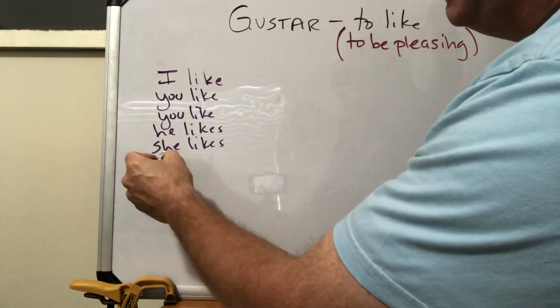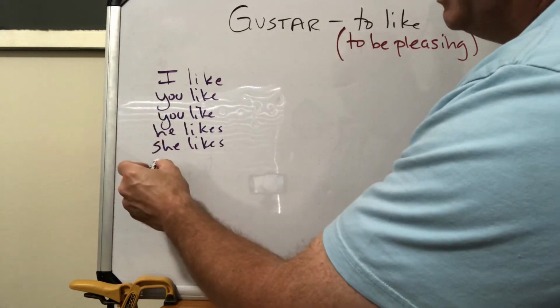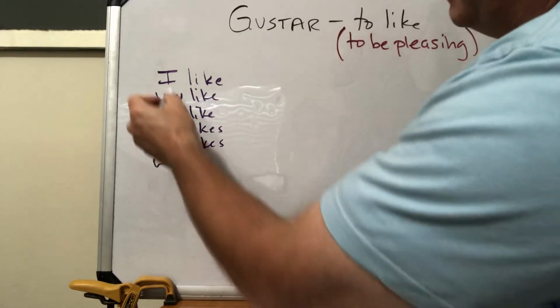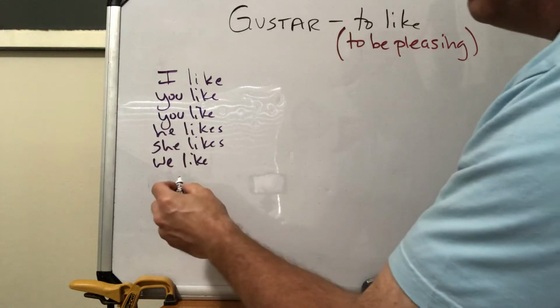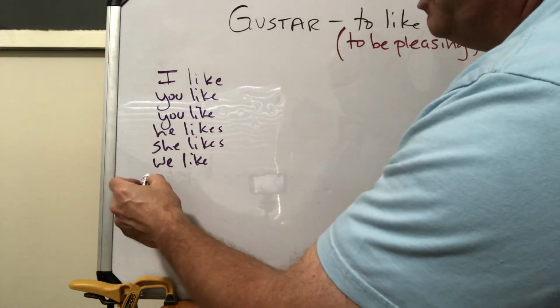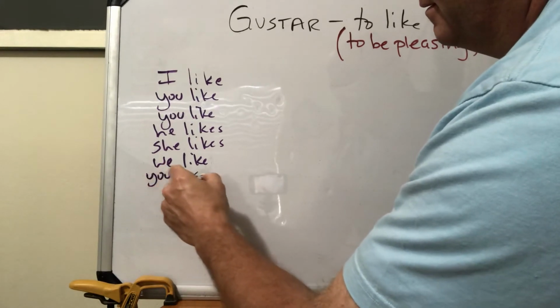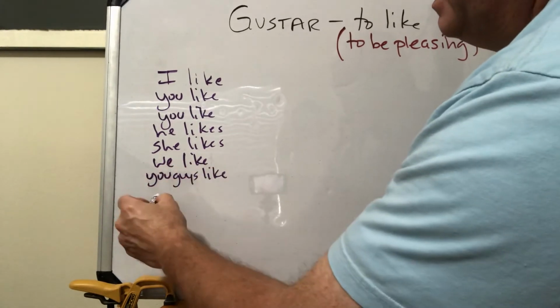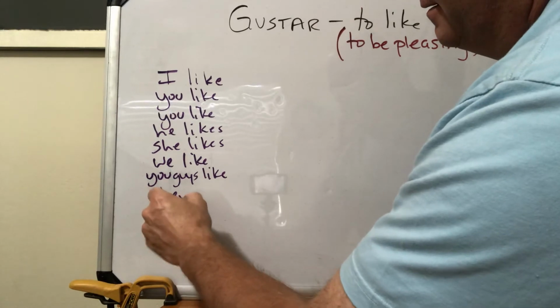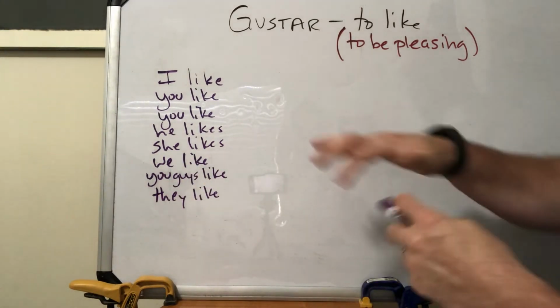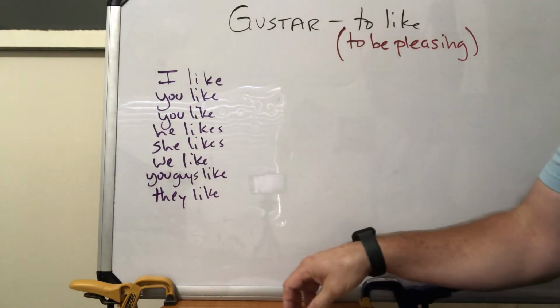Now, those are all my singular ones. And then we'll say we like. Now we'll switch over to my plural. So again, these are all coming off of our subjects that we talked about in the last video. You guys like. And they like. Okay? So those are all the different ways that we're going to use gustar.